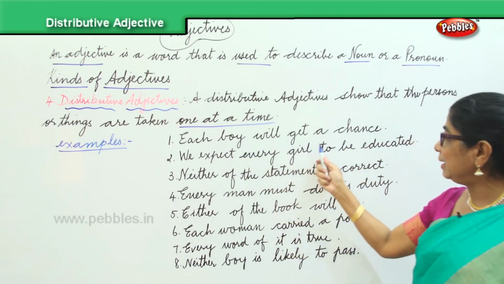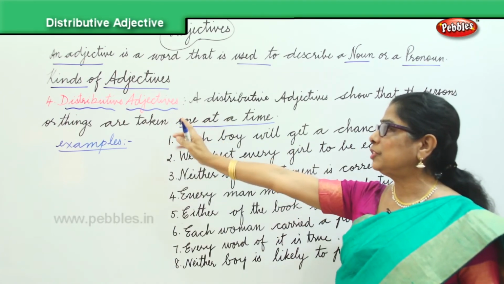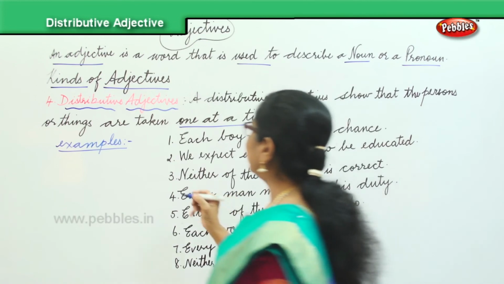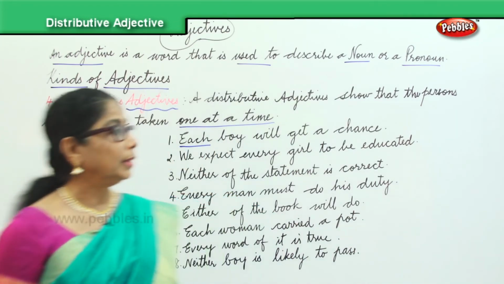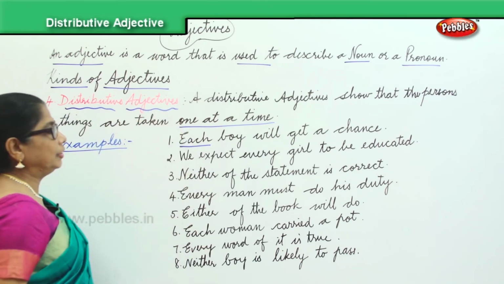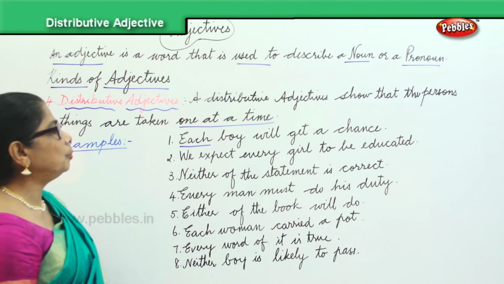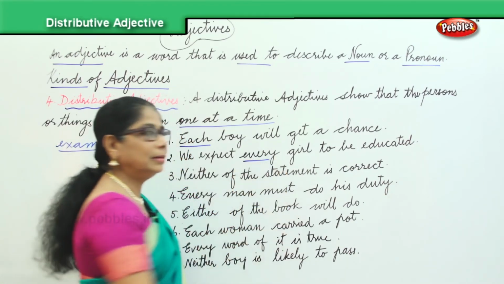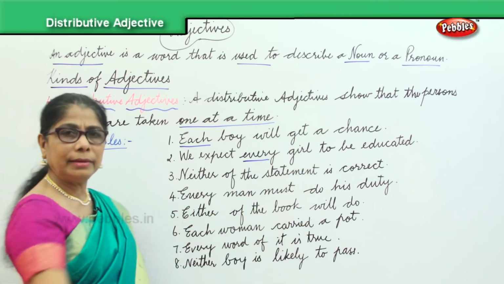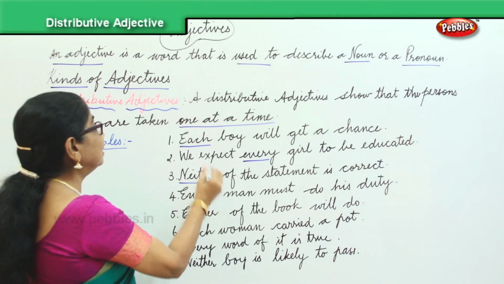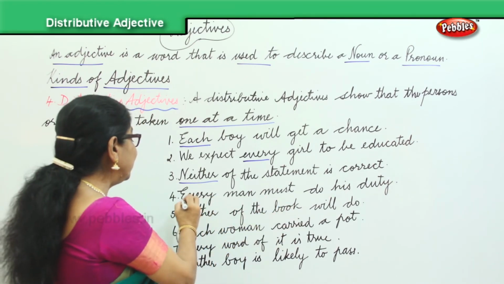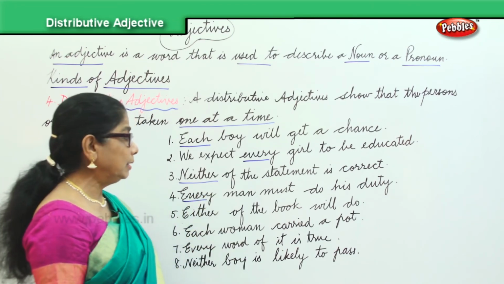Each boy will get a chance. We said a distributive adjective says things or persons are taken one at a time. Each boy will get a, how many? Each boy, not one altogether. So, each boy will get a chance. So, each is a distributive adjective. We expect every girl to be educated. Neither of the statement is correct. Neither, taken one at a time. Every man must do his duty.